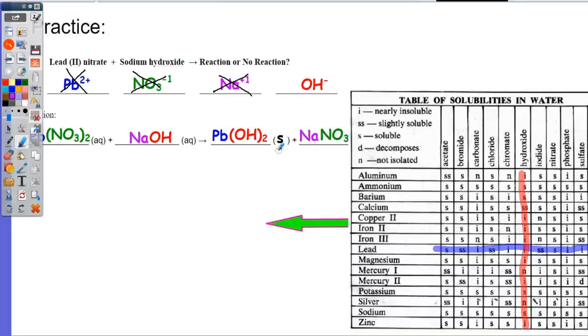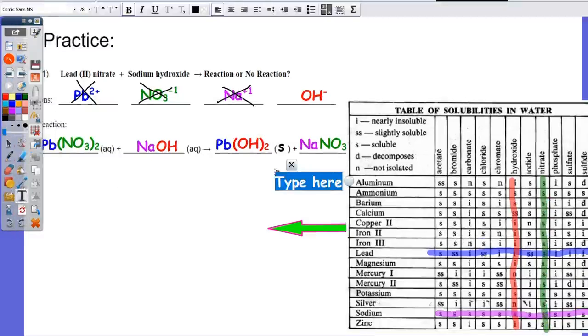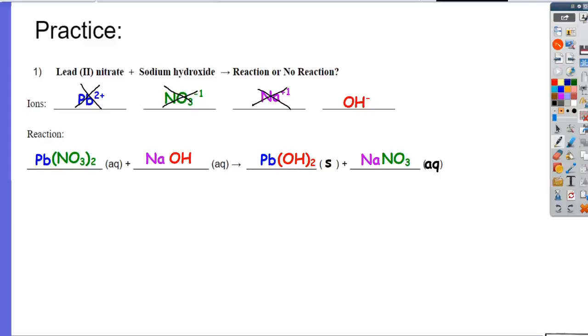Now I'm going to look up my sodium. So sodium, here's my sodium. Highlight this one purple. And then I've got a nitrate, so let me find my nitrate. Here it is. Highlight this one green. And it is soluble. So my sodium nitrate is going to be AQ. So we know a reaction did take place.